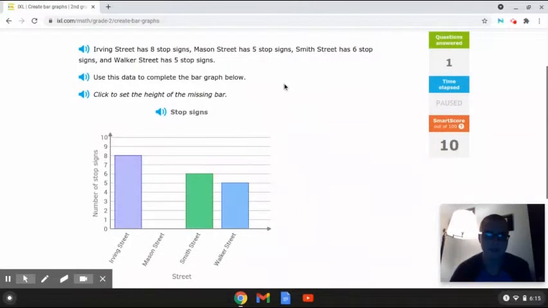So if we look back to the problem, it's saying that Mason Street has 5 stop signs. So all we need to do is simply drag the bar up to the number of stop signs that the problem asks us, which in this case is 5. So the answer for this problem is 5, because we took a look at the problem and saw that Mason Street had 5 stop signs, so that told me that we were going to drag the bar up to 5. And that is how to solve this problem. So let's move on to the next one.